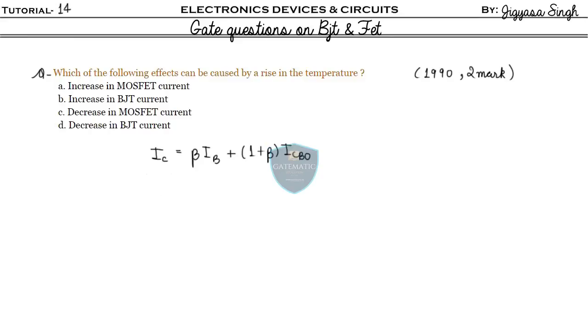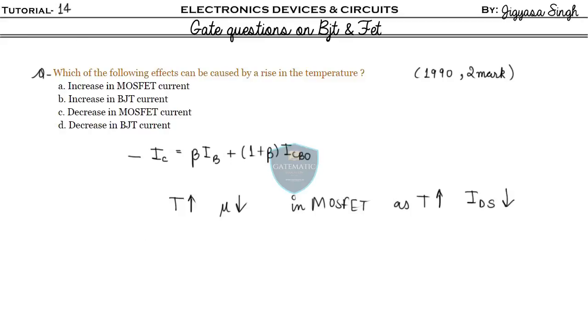Now we know that IC is equal to beta IB plus (1 plus beta) ICBO, and in some cases they write just ICO. We know that as the temperature increases, the mobility decreases. I told you in the earlier lectures of this EDC playlist. So what we can say is that in a MOSFET, as the temperature increases, our MOSFET current, IDS, decreases.